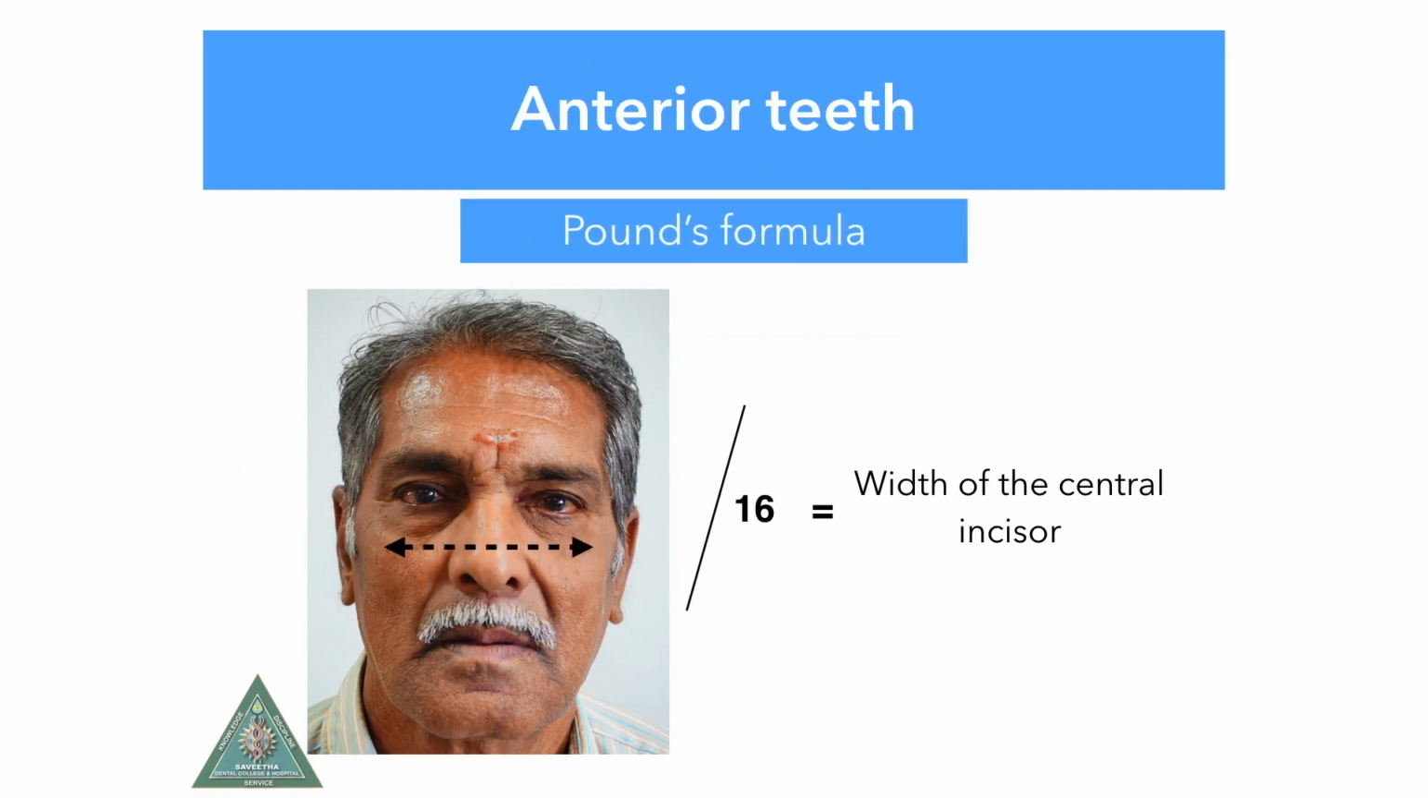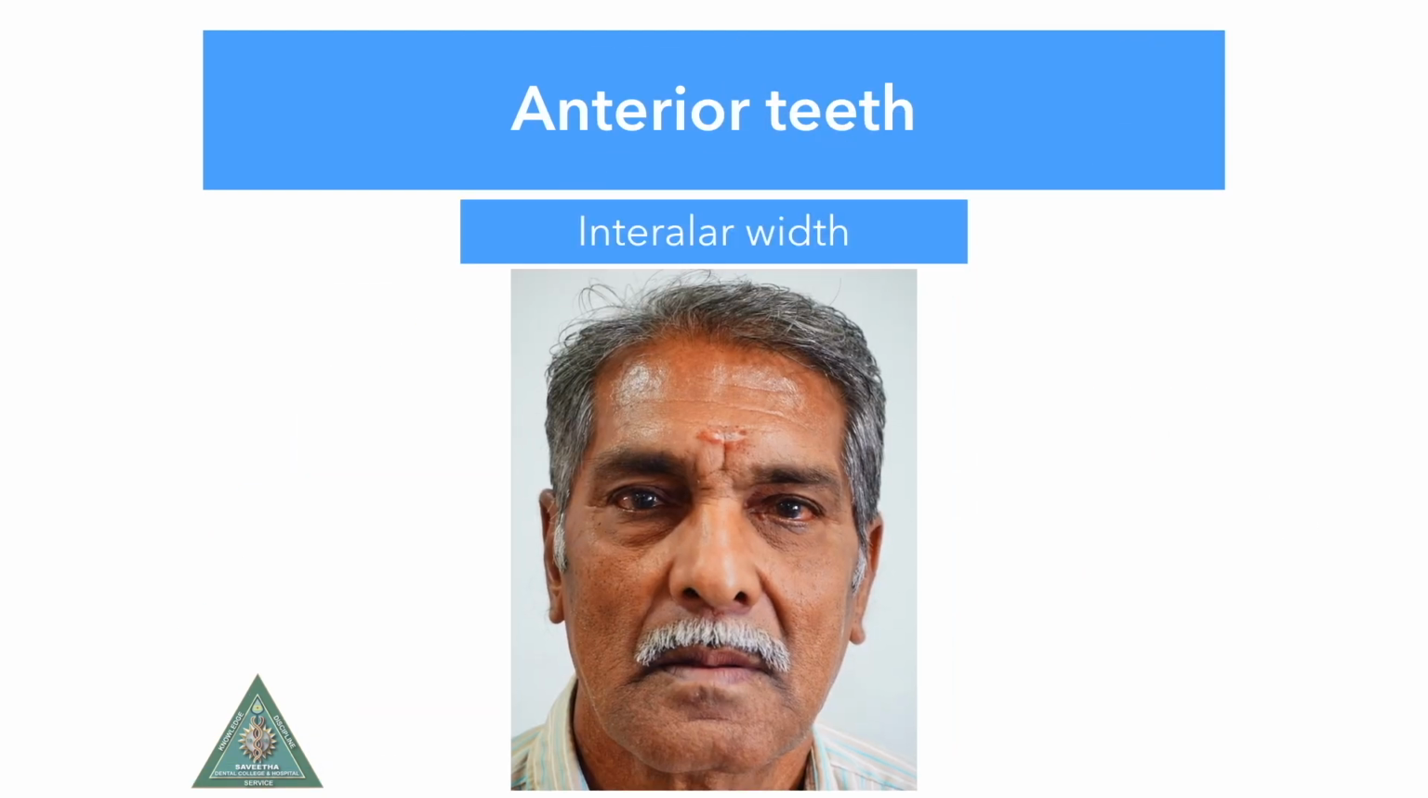In Pound's formula, similar to Berry's formula, the only difference is here the length of the face is divided by 16 to get the length of the central incisor. Or you can use the interalar width, the distance between the two ala of the nose.